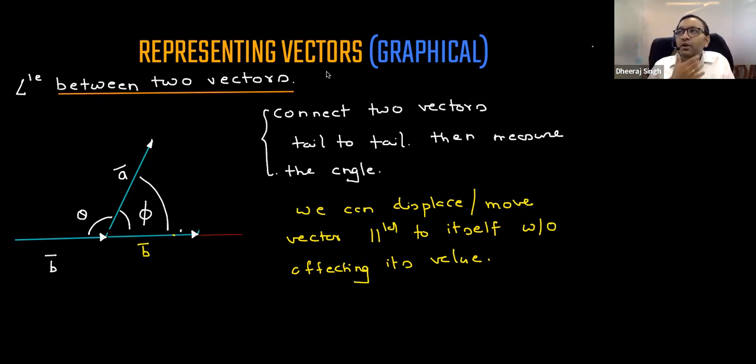At the same time, let's say you're talking about a huge vector, like a 5 kilometer displacement, and you have to show it. Will you draw a 5 kilometer long vector? It doesn't make sense, right? You will draw a 5 centimeter long vector and say that 1 centimeter is 1 kilometer. So you can scale it down. All right. But everything over there should be scaled down.